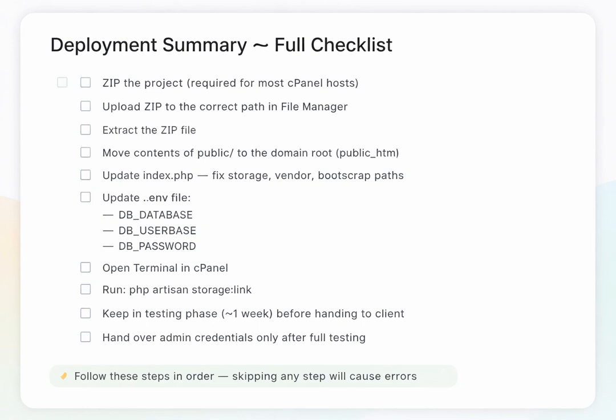Next, open the terminal in cPanel and run the storage link command to fix image access. Reload the site and verify everything works. Then keep the project in a testing phase for about a week before handing over the admin credentials to the client. Following these steps in order will save you from the most common deployment errors.